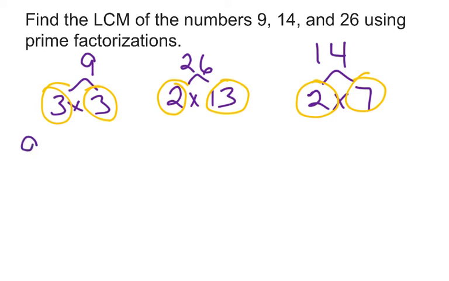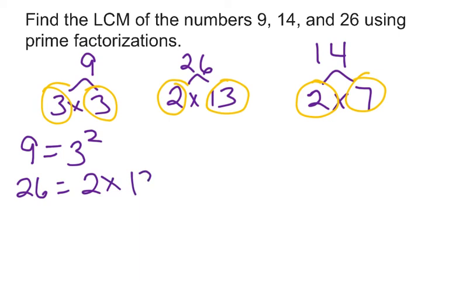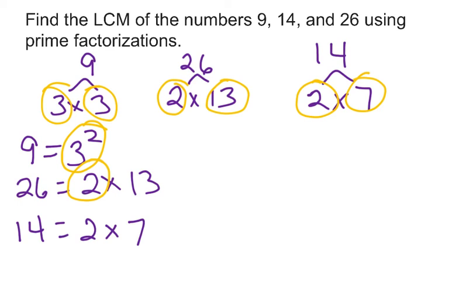So we have number 9, which is 3 to the second power. Then we have the number 26, which is 2 times 13. Then I have the number 14, which is 2 times 7. I'm going to circle my highest exponents. Well, I have a 3 squared. My 2's are both without exponents, so I'll just circle one of them. Remember, don't circle both. I have a 13 without an exponent. I have a 7 without an exponent.